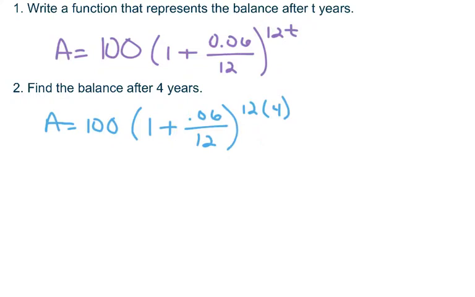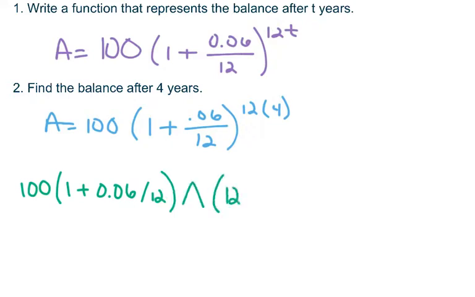How this works, we're going to do 100 parenthesis 1 plus 0.06. I'm going to do this all in one line. So 0.06, and make sure you use divide. Don't use the fraction button on your calculator. Over 12 parenthesis, raise this to the power, and in another set of parentheses, we want to do 12 times 4. Now, if you know 12 times 4 to be 48, you don't necessarily need parentheses. We can just raise it to the 48th power, but we do need to multiply these two numbers first.